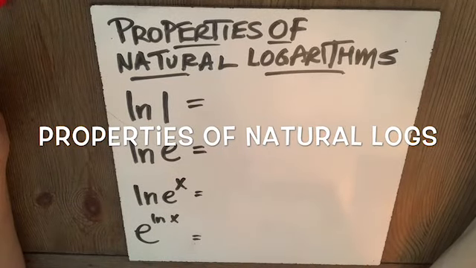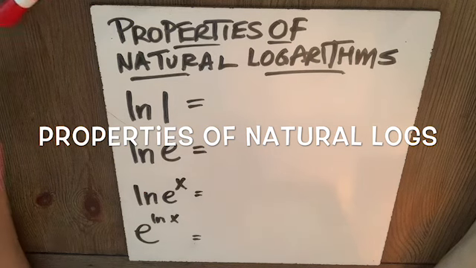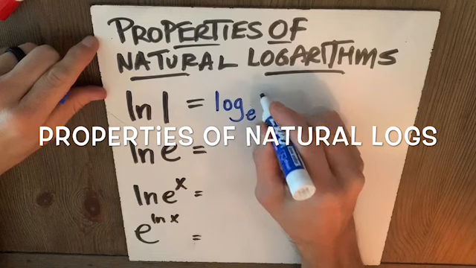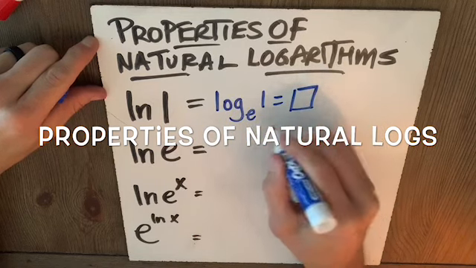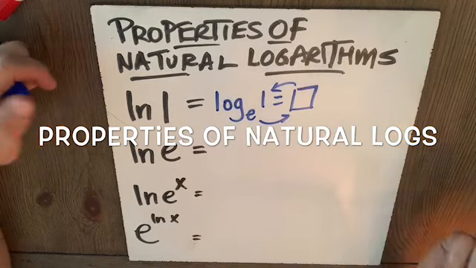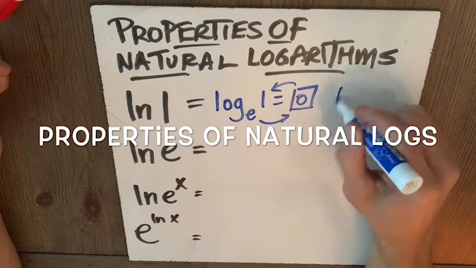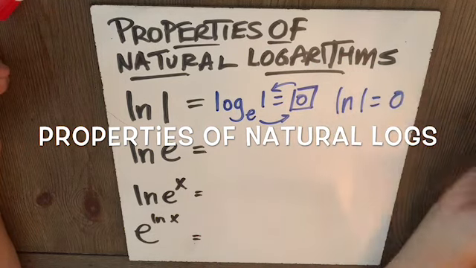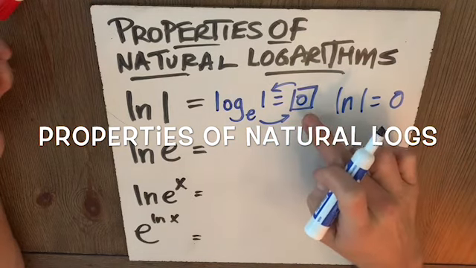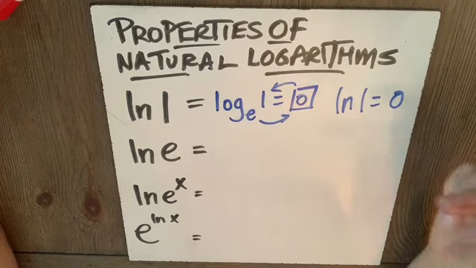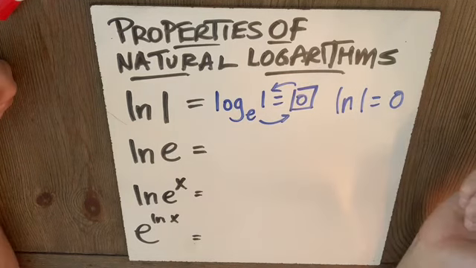The properties of natural logs. Well, you should be able to figure these out on your own. Natural log of 1. Well, we're saying log base e of 1. And we're asking e to the what power gives us 1? Of course, that's 0. So our principle here is natural log 1 equals 0. Why? Because what power, what exponent on 2.71828 or e gives us 1? Of course, that's 0. So there's our property.